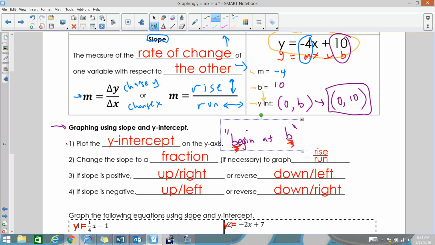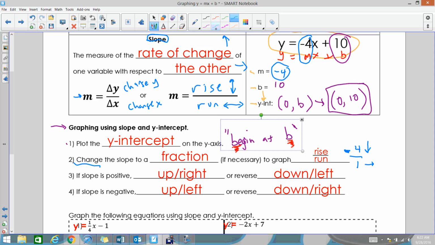Then, once you have your one point, you look at your slope. You want to change your slope into a fraction, if necessary, to graph rise over run. For instance, if our slope, like in the last problem, was -4, we can make our slope -4 over 1. Notice it's -4 over 1, so instead of rising, going upward, we're actually going to go down 4 and over 1. So you're going to go down and over.